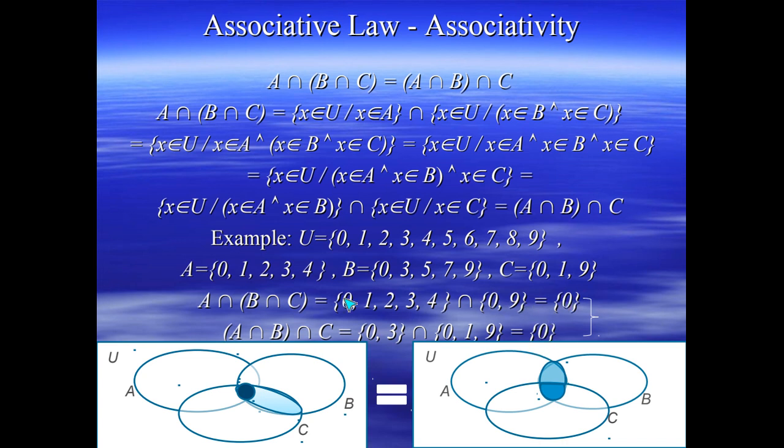This is not a proof, but this is an example. With these given sets, we form the left-hand side and the right-hand side, and we show that they are equal, you see. In the description, in the numeric example, and in Venn diagrams, we can show the same thing. Of course, the description is the proof, the formal proof. The other ones are examples or demonstrations.